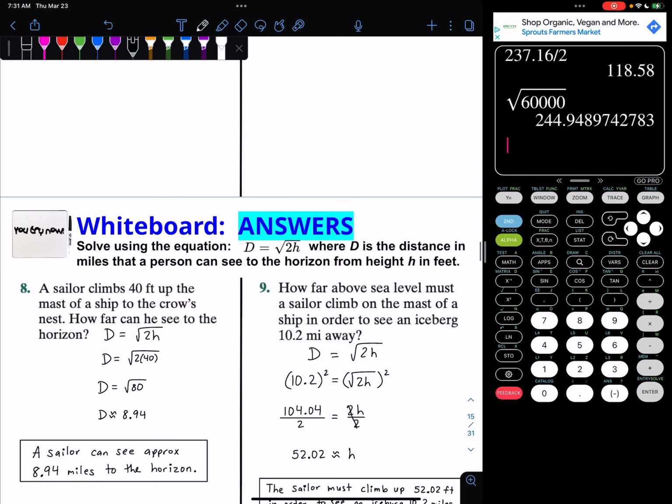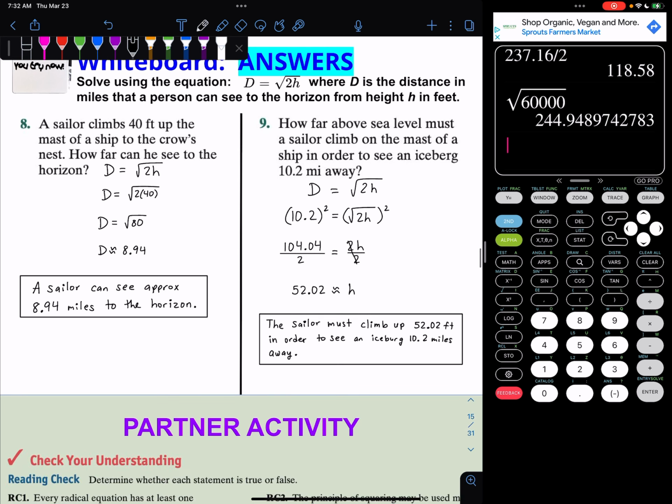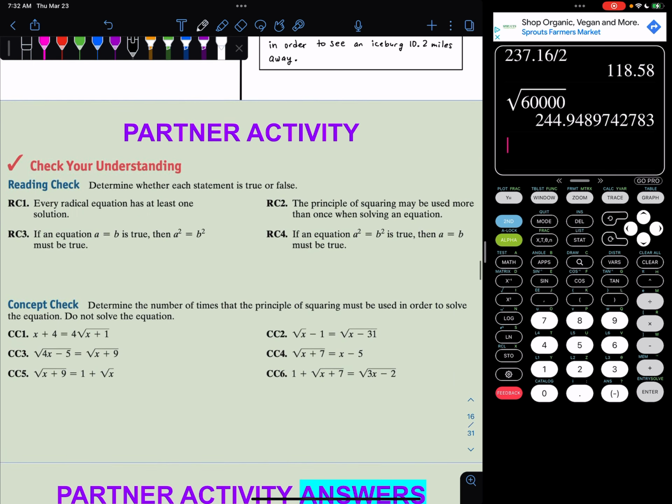All right, thank you so much for coming back. Here are your answers. There's only one thing we have left in this lesson, so thank goodness. And here we go. Partner activity. With your partner, go ahead and work on these partner activities. We're gonna give it maybe about 5 minutes. I don't know that you'll need that long, but just that way you have it.